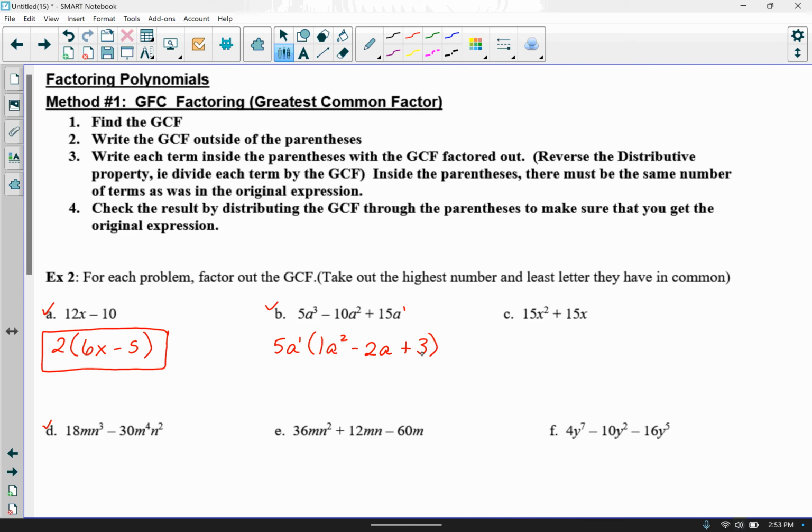1, 2, and 3 don't have anything in common letter-wise. A squared, a, no a, so I don't have any letters in common. So I have pulled out my GCF. If you distribute 5a through this parenthesis, you should get that back. Okay, a way to check yourself.